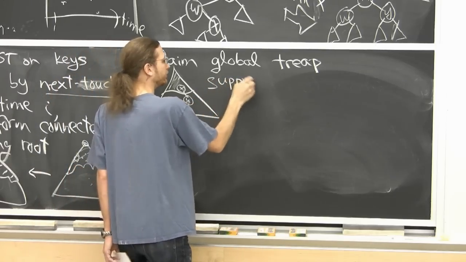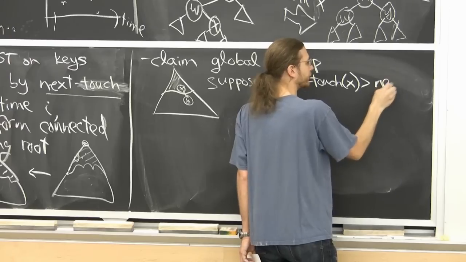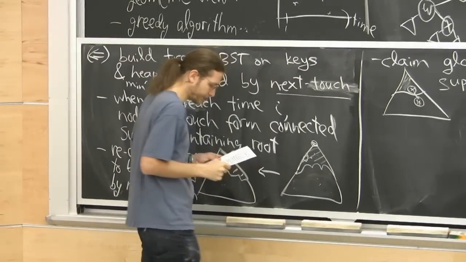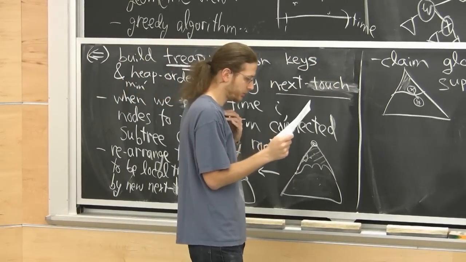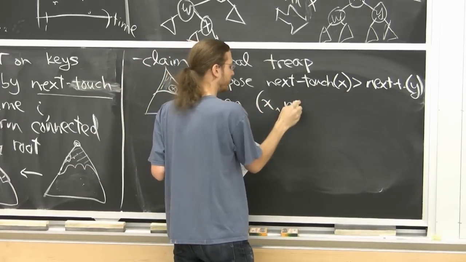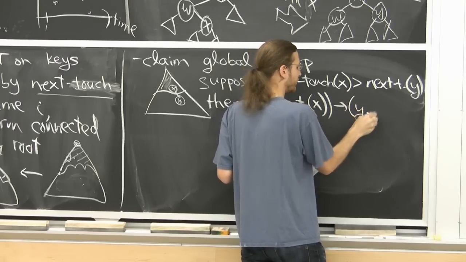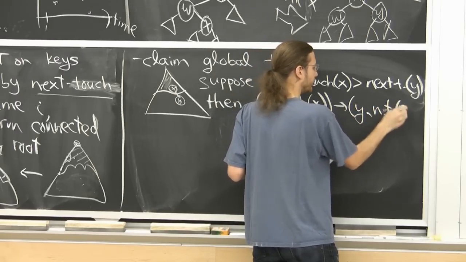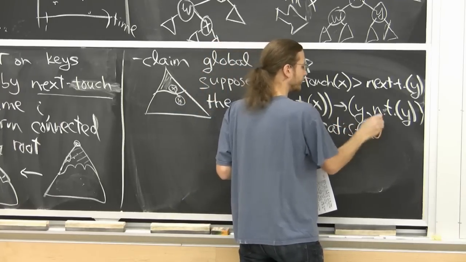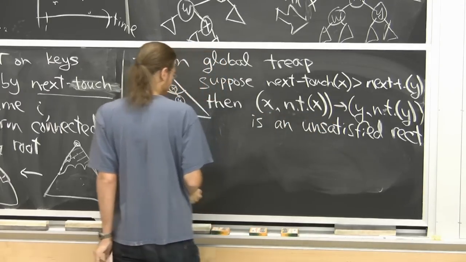So suppose next touch of x is greater than next touch of y. This would be a problem, because then you would not be a heap. So, claim is we get an unsatisfied rectangle, based on x and its next touch time and y and its next touch time. So let's draw the picture.